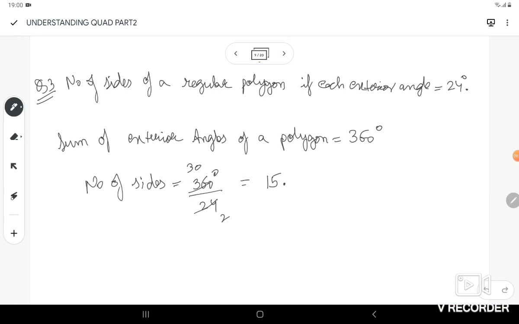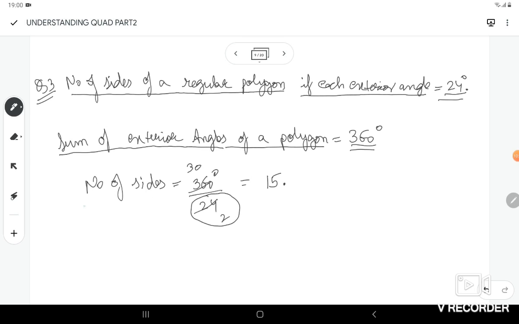Now moving on to another question. The question says, how many sides would a regular polygon have if each exterior angle is equal to 24 degree? So it's the same question as solved previously. The sum of the exterior angles of a polygon we know is equal to 360 degree, divided by each exterior angle will give the number of sides. So the number of sides comes out to be equal to 15.